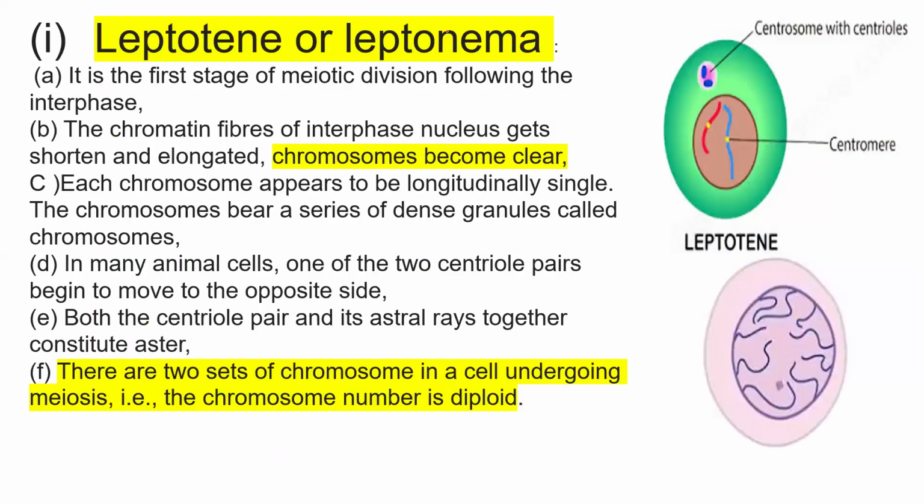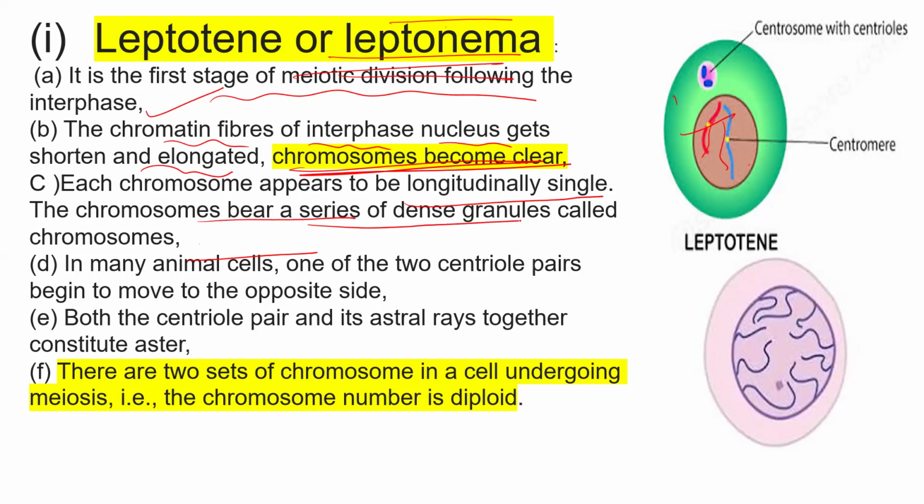Leptotene is also known as leptonema. It is the first stage of meiotic division following the interphase. The chromatin fibers of the interphase nucleus get shortened and elongated. Chromosomes become clear and visible. Each chromosome appears to be longitudinally single. Look at the image. The chromosome bears a series of dense granules, which are called chromomeres.